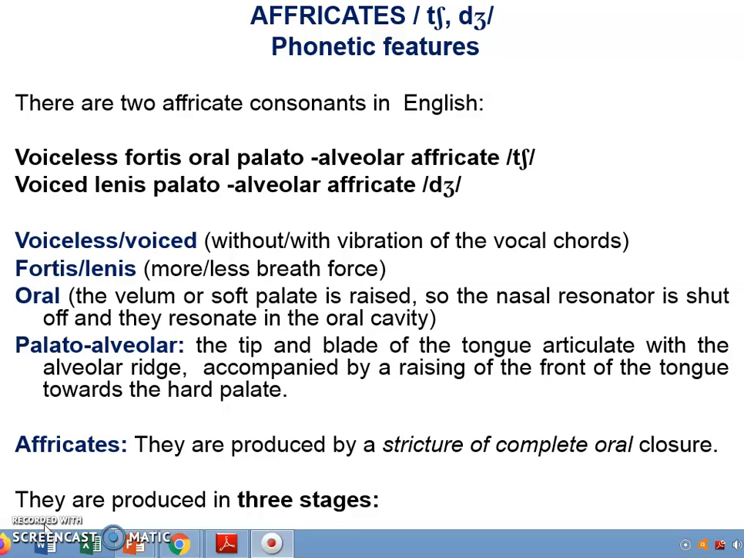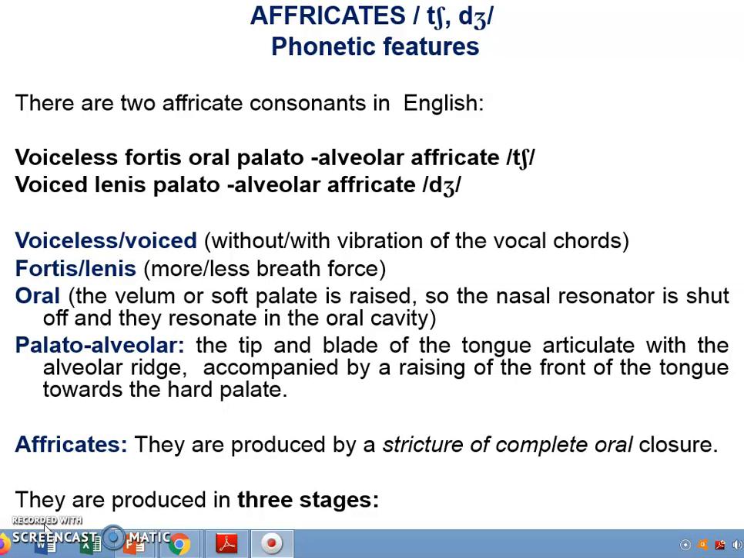Both are oral because they resonate in the mouth or oral cavity. Why? Because in their production, the velum or soft palate is raised, so it blocks the entrance to the nose, and the sounds resonate in the mouth. So, because the nasal resonator is shut off, the sounds are oral.